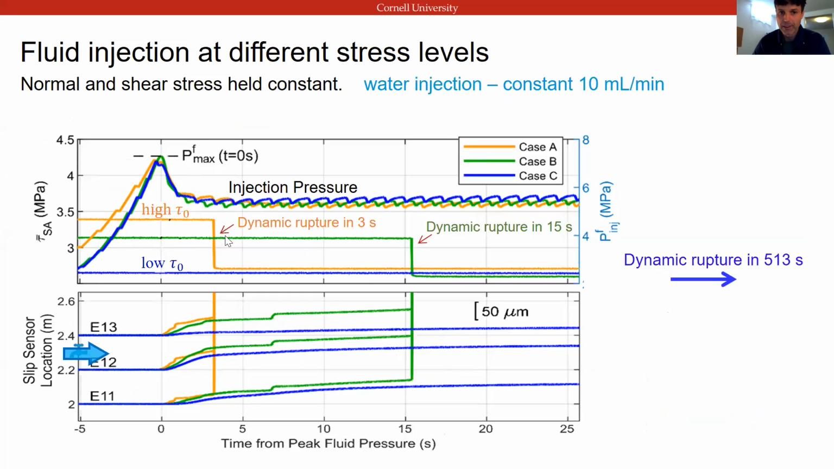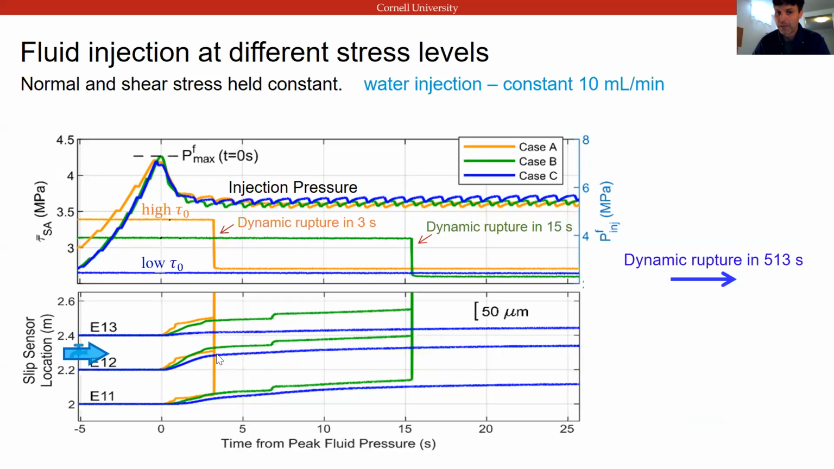We can not just look at those changes in overall sample average stress, but look at the local slip that's occurring for the 3 different cases. So these are the 3 slip sensors that are pretty close to where we're injecting. And you can see that, in the high stress case, it slipped a little bit more and a little bit faster, and then it slipped a bunch when the dynamic rupture happened. In the medium stress case, it didn't slip quite as much. And then we got this slow slip event here, and then dynamic rupture at about 15 seconds.